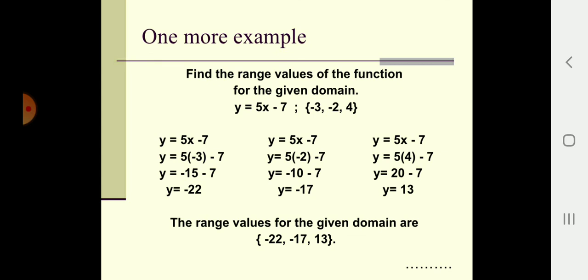So y equals 5x minus 7. y equals 5 times negative 2 minus 7. So y equals negative 10 minus 7, so y equals negative 17. Then y equals 5 times 4 minus 7, y equals 20 minus 7, y equals 13. So the range values for the given domain are negative 22, negative 17, and 13.